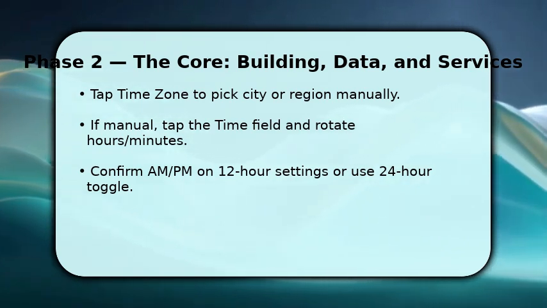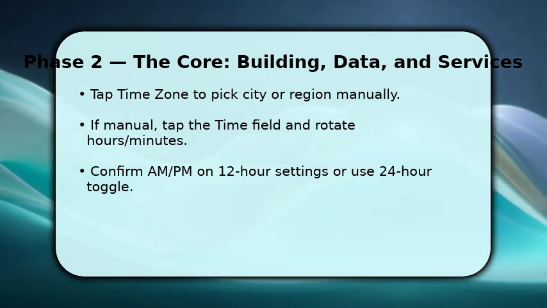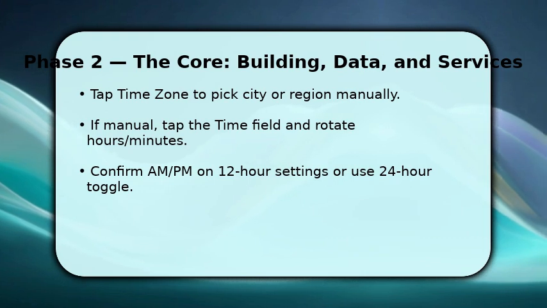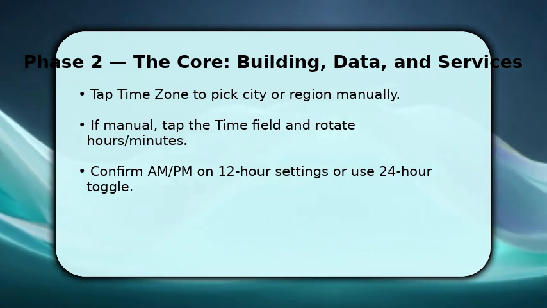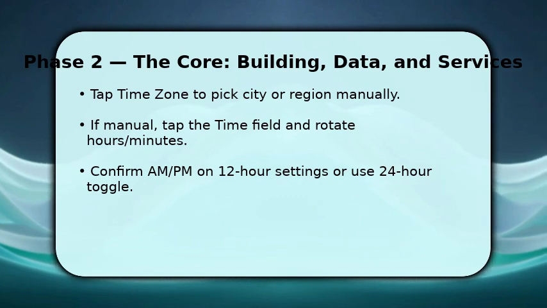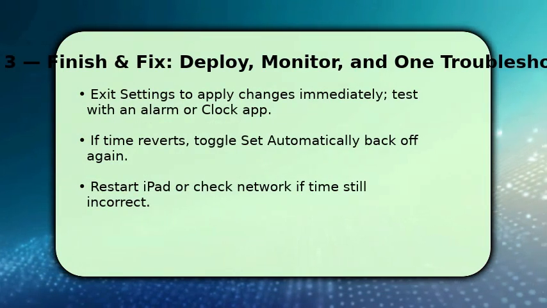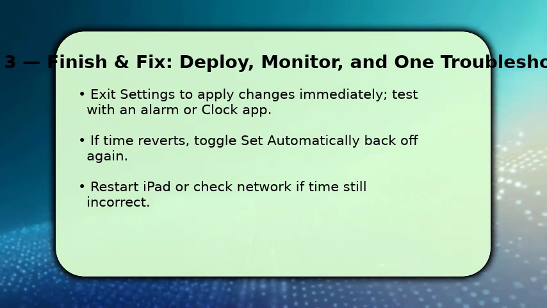If you prefer manual time, tap the time field and adjust hours and minutes. Use the 24-hour toggle if you want military style. Once done, double-check AM versus PM to avoid missed appointments. And remember, alarms follow the device clock. Finish by exiting settings. Changes apply right away, and test with the clock app. Set a quick alarm to verify.